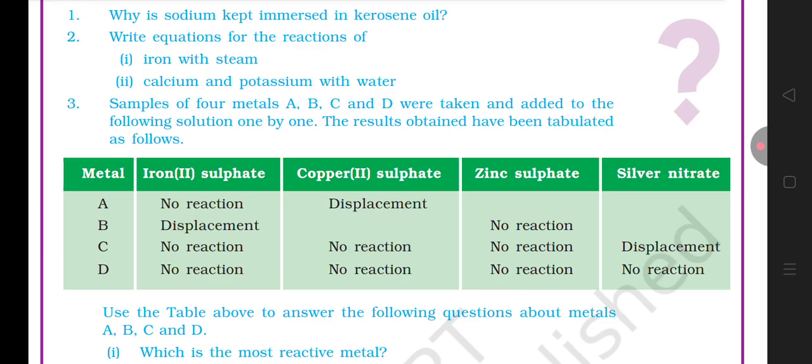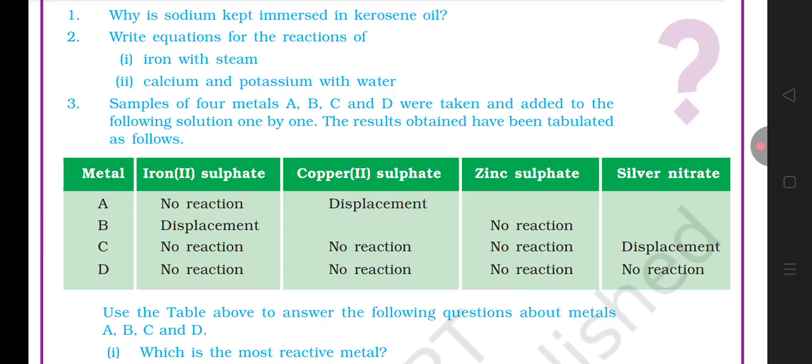Now metal C is giving no reaction with iron sulfate. That means its reactivity is less than iron. Copper sulfate, it is giving no reaction. That means its reactivity is less than copper. Then from zinc sulfate also it is not giving any reaction. So obviously its reactivity is less than zinc also. And with silver it is giving reaction. That means the metal lies between silver and copper. Okay, so the metal is mercury.